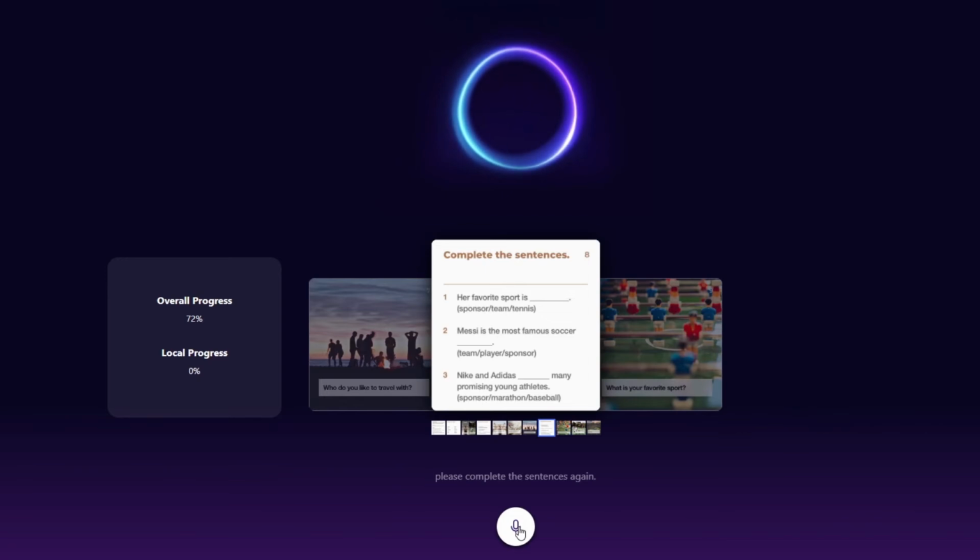Please complete the sentences again. Her favorite sport is tennis. Very good, next. Messi is the most famous soccer player. Okay, number. Nike and Adidas sponsor many promising young athletes. Athletes, okay, very good. So, Nike and Adidas. Yes. All right, so what do you think is the meaning of sponsors?